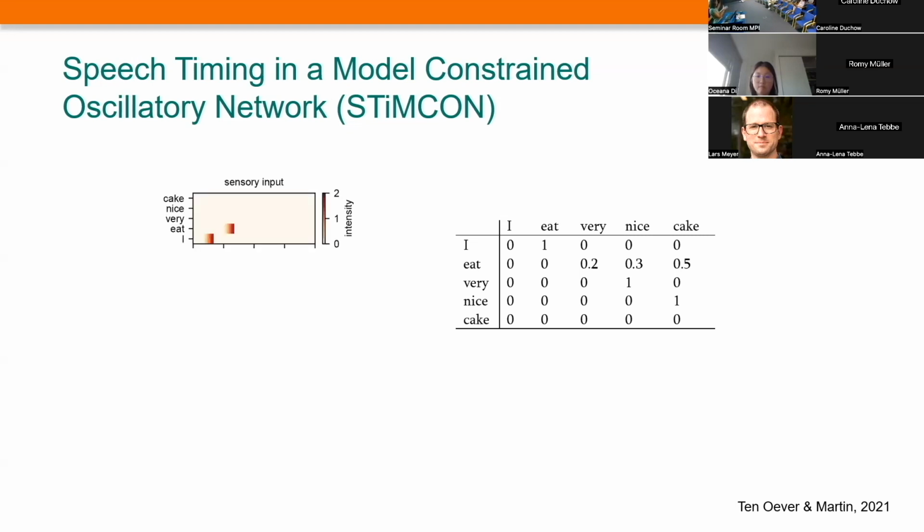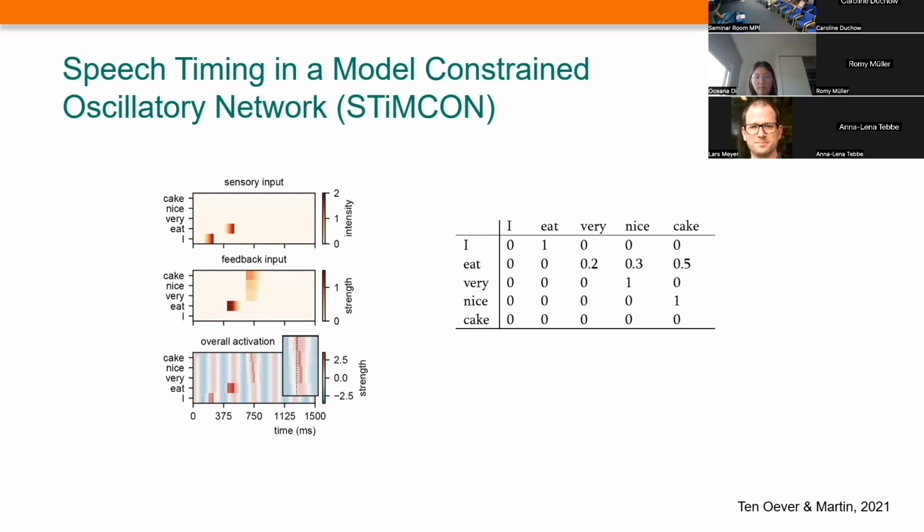So what happens when you add this to the model? Let's say we have central input, which is I eat, at a relatively specific pace. What happens to this model is that it generates feedback based on this matrix. When you present I, it tries to predict the next word, which is eat. But if you present eat, it tries to predict the next word, which could be 3 different words, but with different strength. I don't know if you can see my mouse. I don't know if you can see the colors, but cake has very strong feedback, and then nice and very have less feedback. So here, all good.